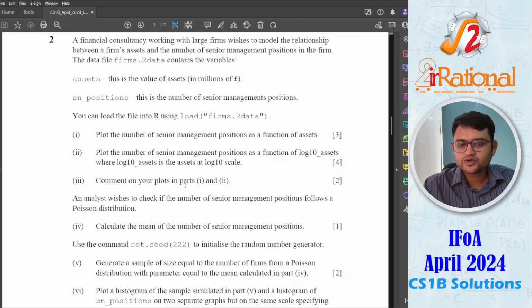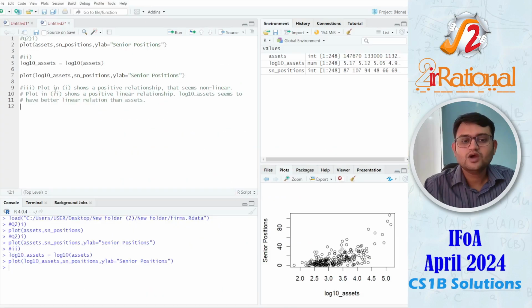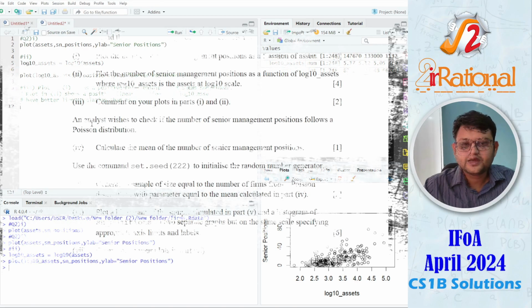Third part. Comment on your plots in part 1 and 2. The plot in part 1 shows a positive relationship that seems non-linear. The plot in part 2 shows a positive linear relationship. Log10 assets seems to have a better linear relation than assets.